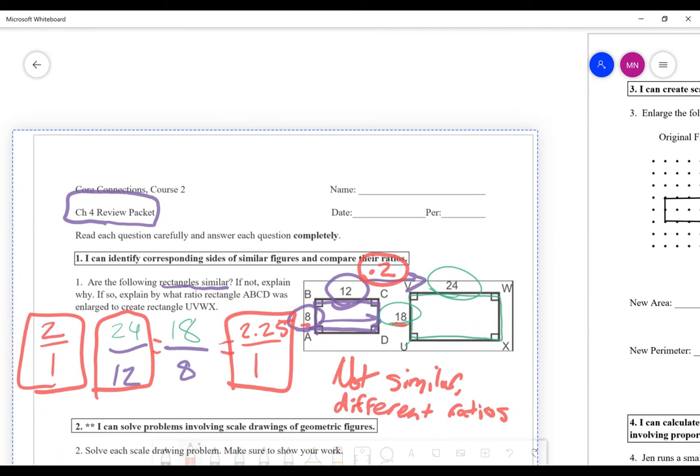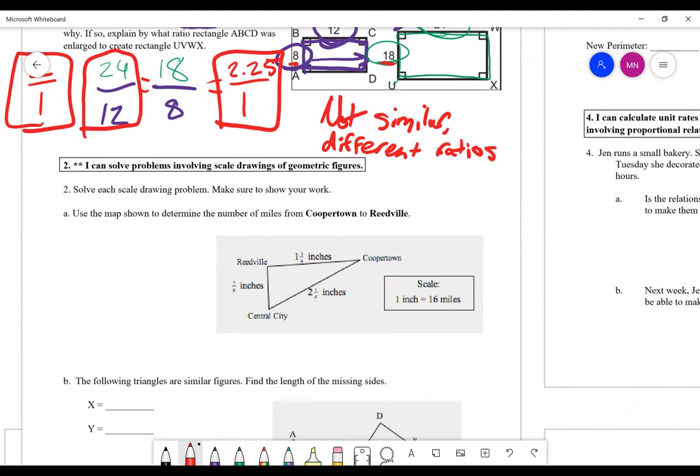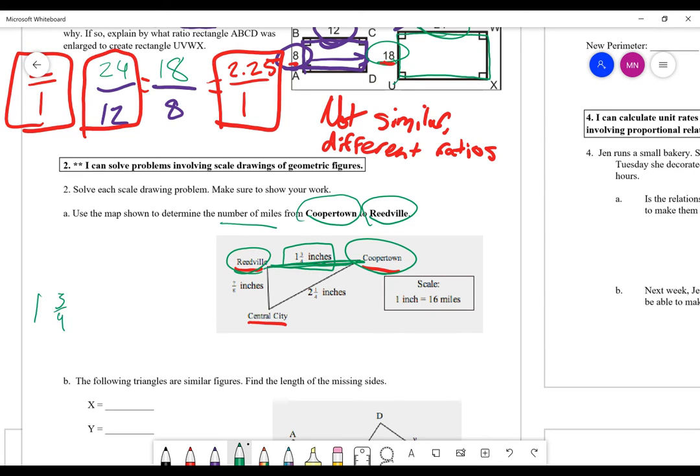So here it says, I can solve problems involving scale factor drawings and geometric figures. So here we have a map, and this map has Reedville, Central City, and Coopertown. And it says, determine the number of miles from Coopertown to Reedville. All right, so I'm looking at Coopertown to Reedville, so that's this distance right here in green. So that is 1 3/4 inches. Well, in order to figure out how many miles it would be in real life, I need to figure out how much 1 inch represents. But cool enough, it tells us right here. 1 inch equals 16 miles.